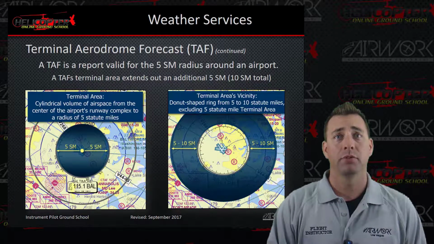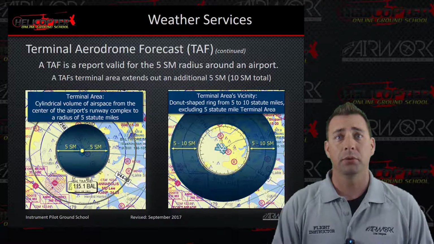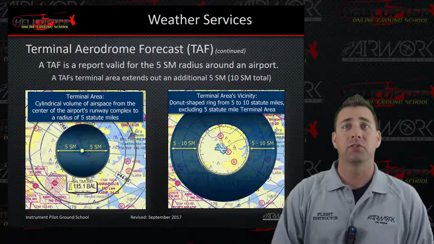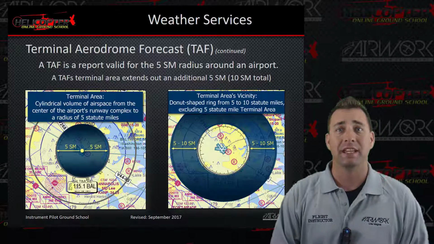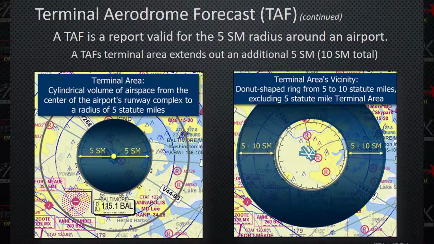A TAF is a report valid for a 5 statute mile radius around an airport. A TAF's terminal area then extends out an additional 5 statute miles, so 10 statute miles total.